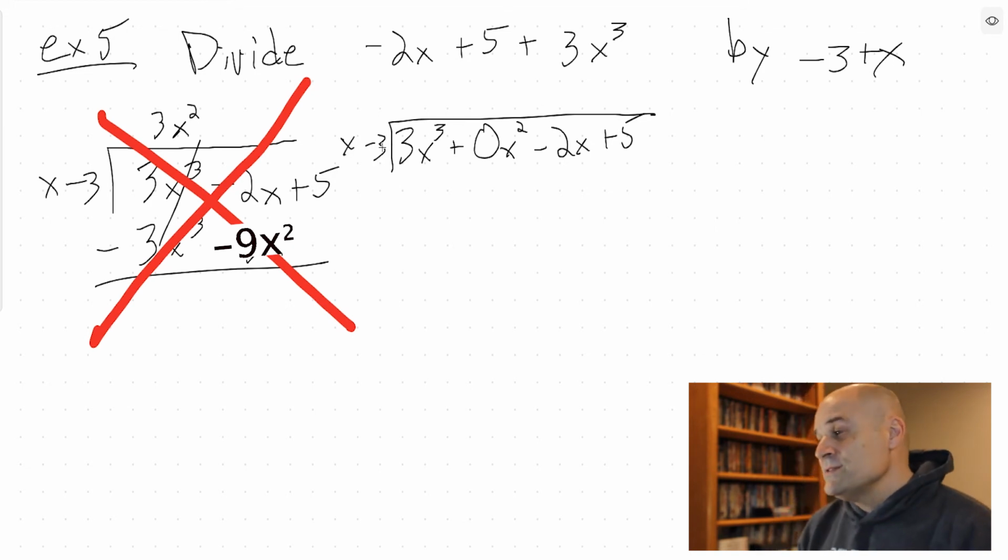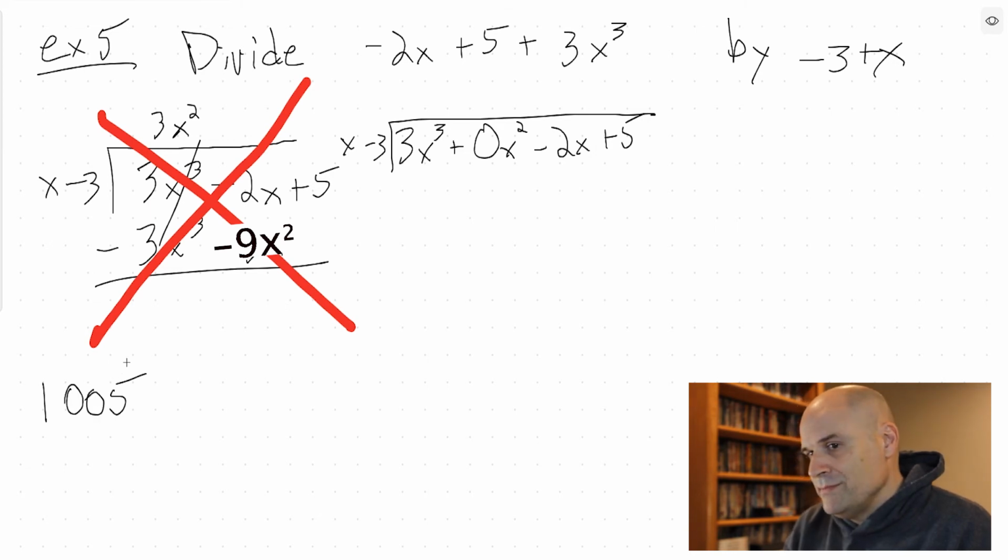Okay? Now you'll see, you probably know it already, but you'll see again why we need to include that 0x squared. It's kind of like when I say 1005. I don't say 1005. I have to fill in those missing place values with 0. Okay? So I need those zeros.